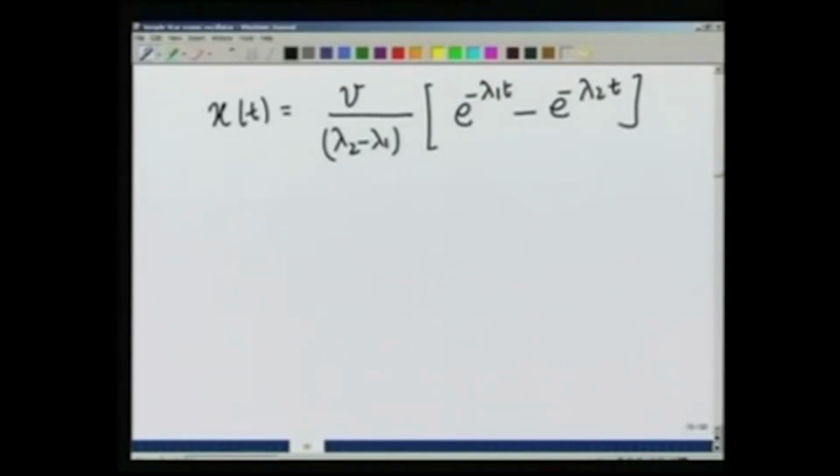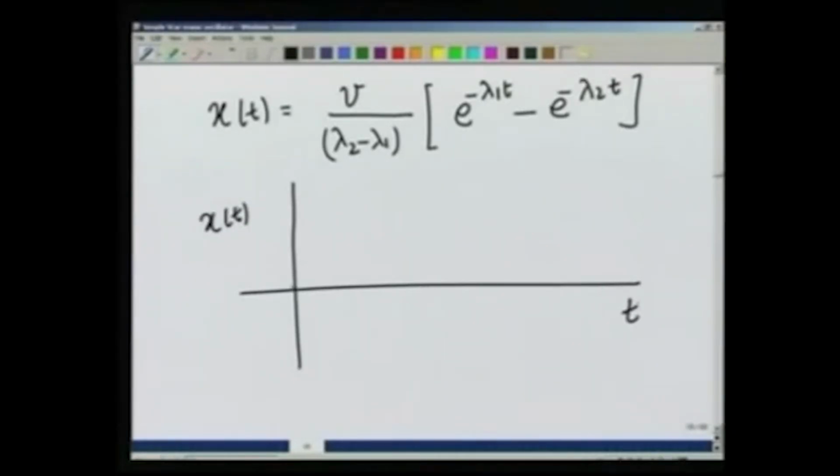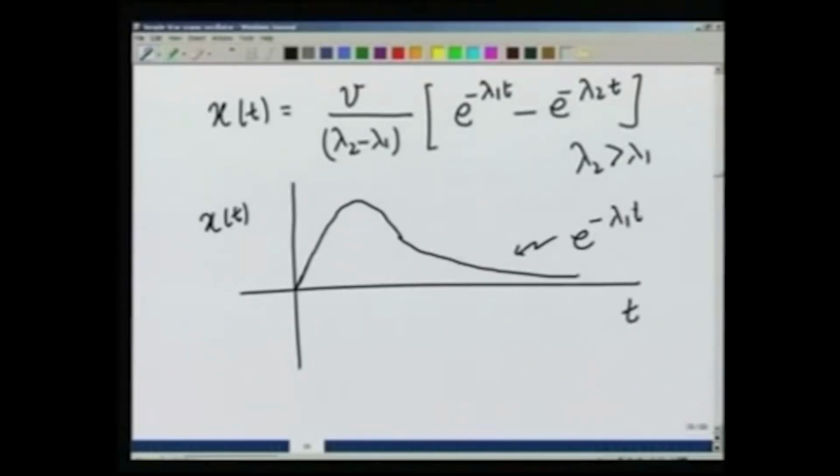By plotting it, you can see that the solution is going to look like this. Initially the particle goes out and then it decays, its distance sort of decays exponentially. Again far away, since lambda 2 is greater than lambda 1, it decays as e raised to minus lambda 1 t. This is the second situation.